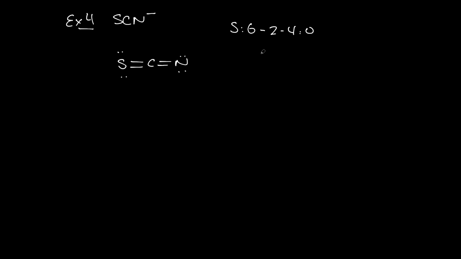Let's do 2 more examples. So if we had an SCN minus. First we draw the Lewis structure. That would look like so. Now let's determine where the charge is. Let's look at sulfur. 6 minus 2 minus 4, neutral. Carbon, neutral. Nitrogen, 5 minus 2 minus 4, negative 1 charge.